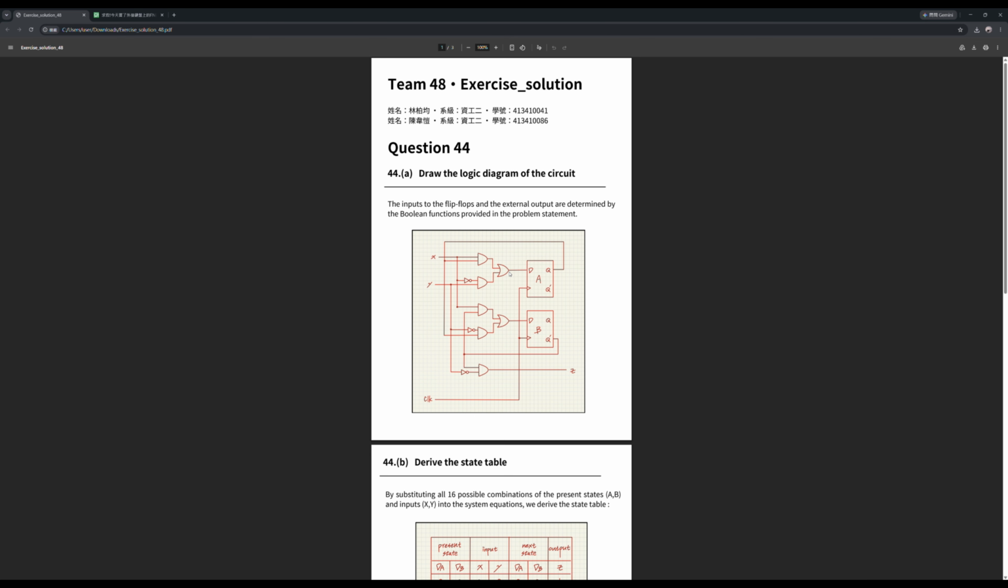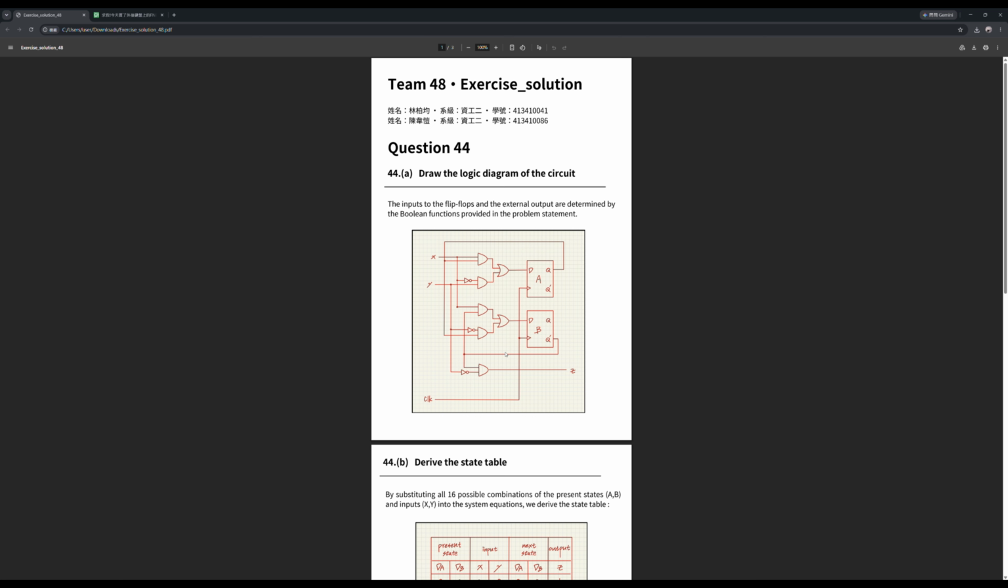dA equals XA plus X prime Y. This means we need 1 inverter to generate X prime, 2 AND gates to generate XA and X prime Y, and 1 OR gate to combine the two terms.